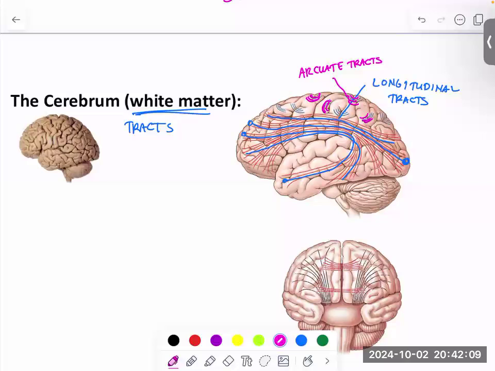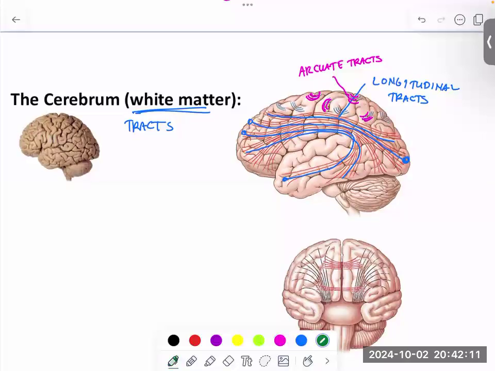When we look at the front view, connecting the left and the right side of the brain, it'll connect this part with this part, with this part, with this part. It'll connect the left and the right sides. That is the corpus callosum. It allows the right side of the brain to communicate with the left side of the brain.